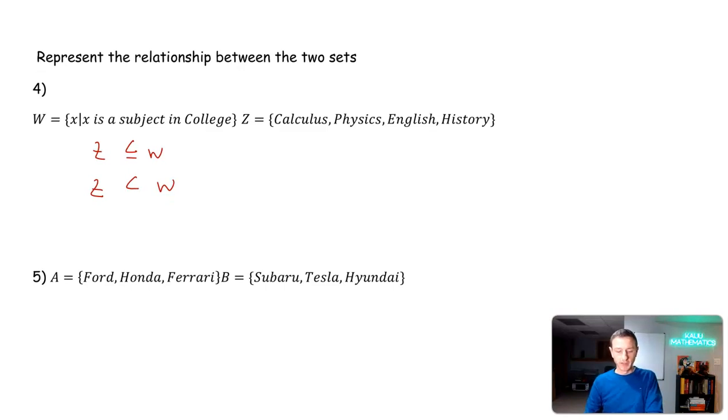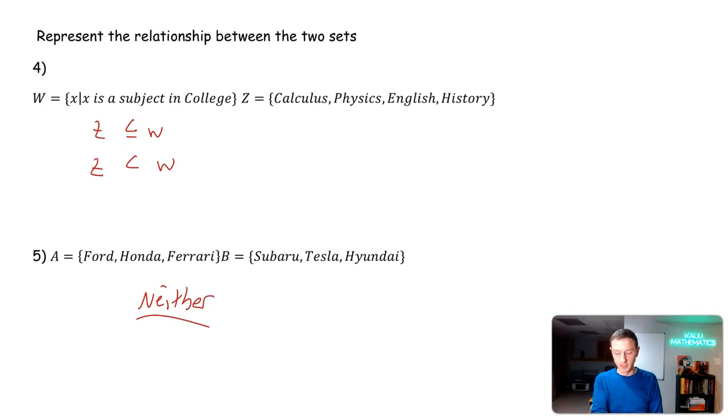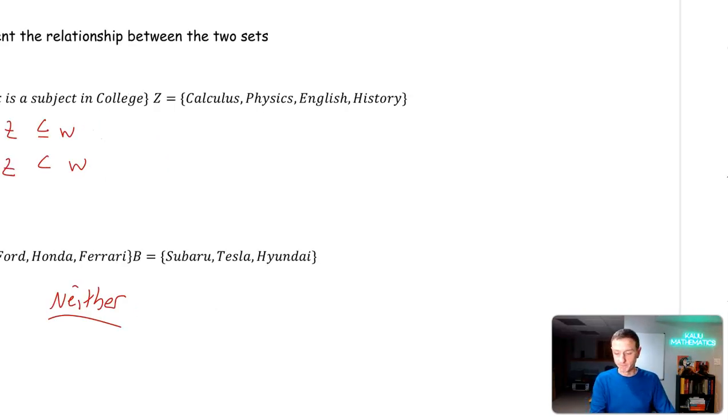Number 5. A is Ford, Honda, Ferrari, and B is Subaru, Tesla, Hyundai. One of them is all the cars that I own, Ford, Honda, and Ferrari. I'm just joking. But this one would be neither, because Subaru, Tesla, Hyundai is not a subset of Ford, Honda, and Ferrari. Same thing the other way. Ford, Honda, Ferrari are not a subset of Subaru, Tesla, and Hyundai. So that would be neither.